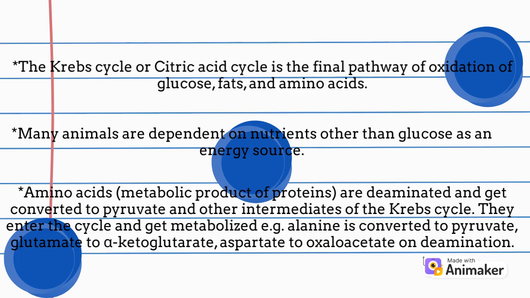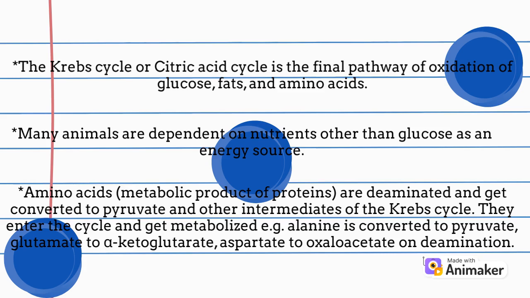Amino acids and fatty acids undergo beta oxidation and get converted to pyruvate and other intermediates of the Krebs cycle. It is the major cycle in which they get metabolized. For example, alanine is converted to pyruvate. Energy is produced after the complete oxidation of nutrients to oxaloacetate.